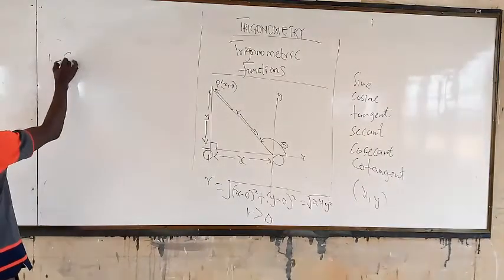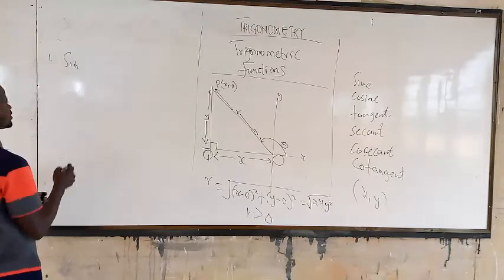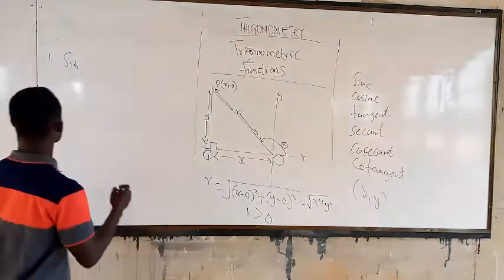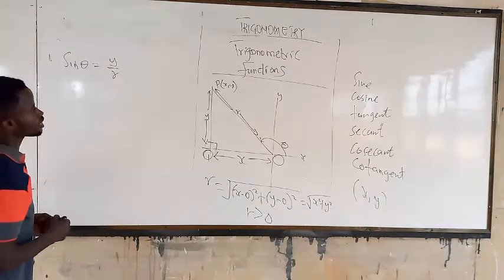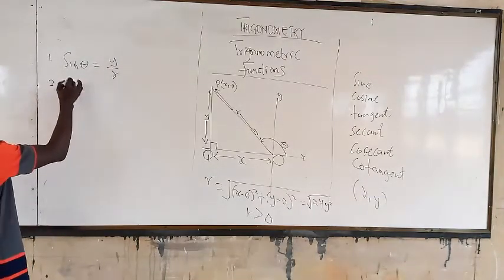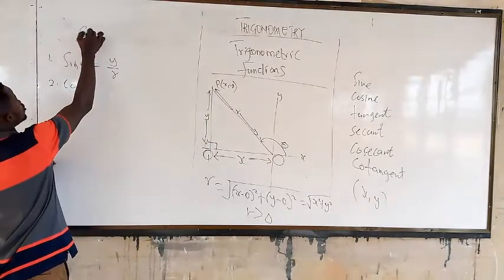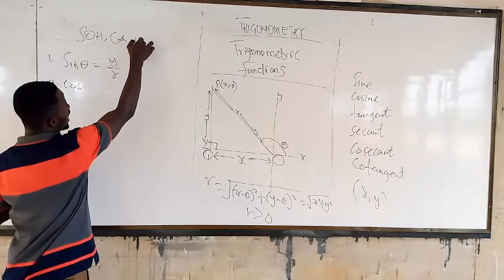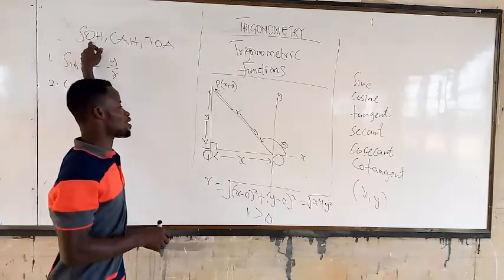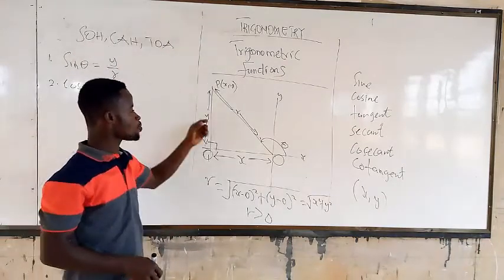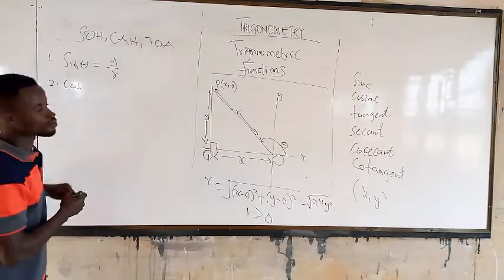When we do that, we are going to get sine theta to be y over r. Normally, people use SOH-CAH-TOA, that's what I'm using here. So sine means opposite over hypotenuse. Opposite is y, hypotenuse is r. That's why we have y over r.